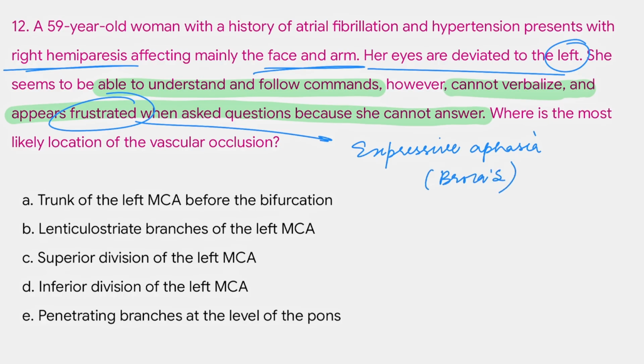In Broca's aphasia, the patient appears frustrated because they can understand the question, they want to try to answer, but they just can't answer. So they are frustrated, and it's a left-sided lesion because the gaze is deviated towards the left, and we know Broca's area is supplied by the superior division of the MCA. So my answer will be this, C.